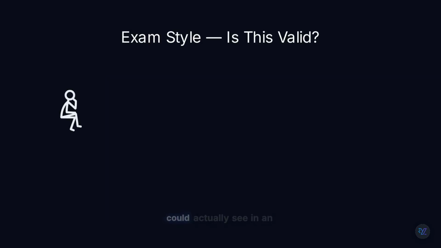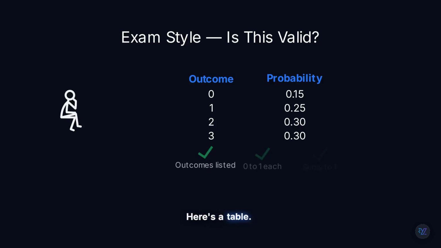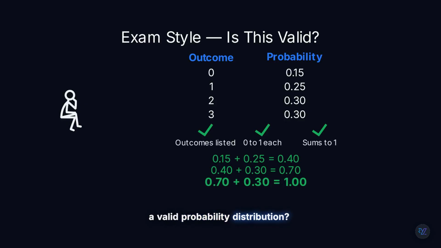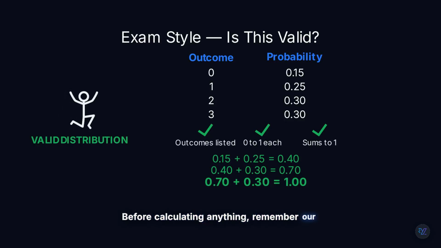Now let's solve something you could actually see in an exam. Here's a table. The question asks, is this a valid probability distribution? Before calculating anything, remember our 3 questions. Are all possible outcomes listed? Is every probability between 0 and 1? Do all probabilities add up to 1? Every probability is between 0 and 1. Every possible outcome is listed, and together they add up to 1. So yes, this is a valid probability distribution.